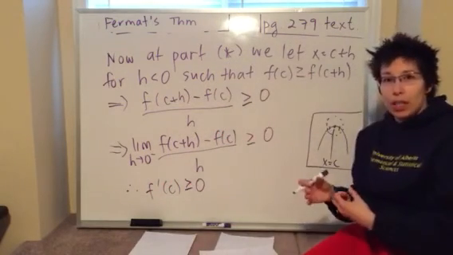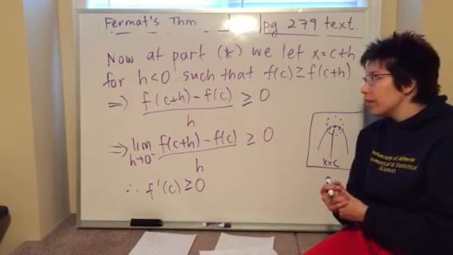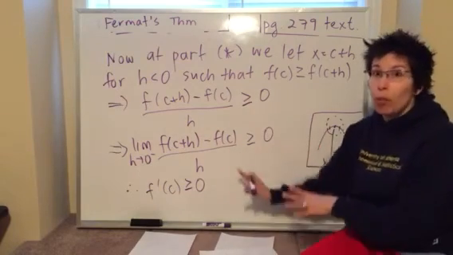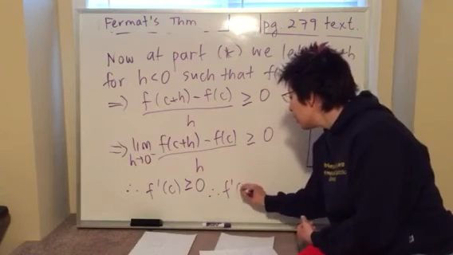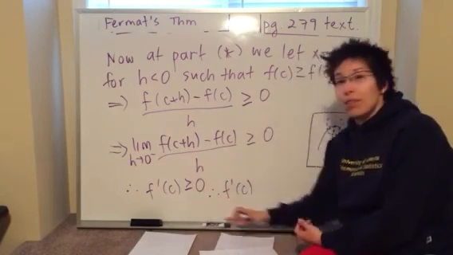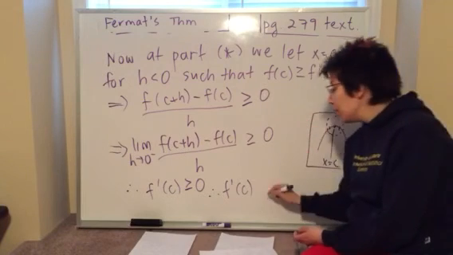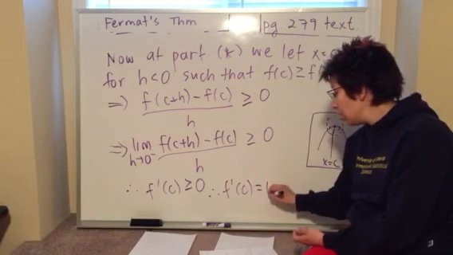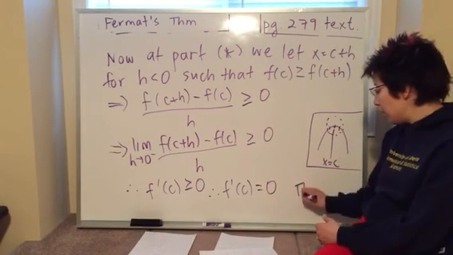And you don't need to really do much explanation. It's such similar logic to what you just did the first time you used a positive h. You don't need to do much else. You can just conclude and say, therefore, f prime at c is greater than or equal to 0, and it was less than or equal to 0 in a line above, so it must be that f prime at c is equal to 0. And that concludes Fermat's theorem proof.